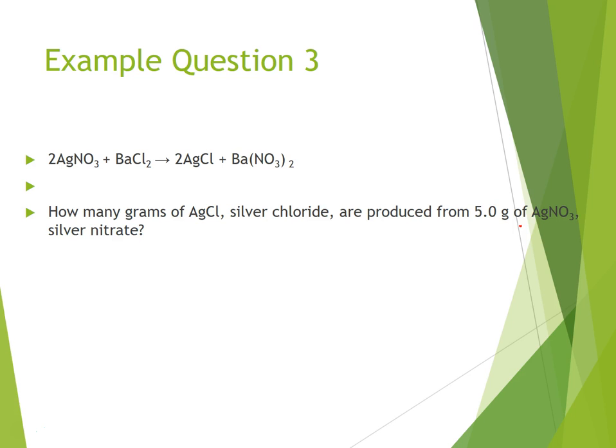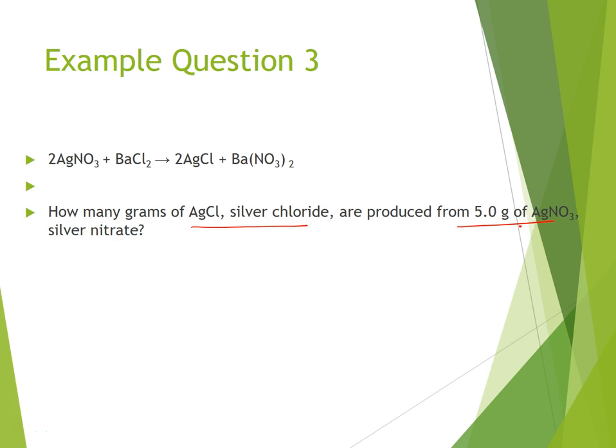Here we are with me doing question number 3. Hopefully most of you are feeling pretty confident about this by now, but let's have a look. There are 2 more questions, this one and one more. How many grams of silver chloride are produced from 5 grams of silver nitrate? We can see from our reaction here that we have silver nitrate reacting with barium chloride and then producing silver chloride and barium nitrate.